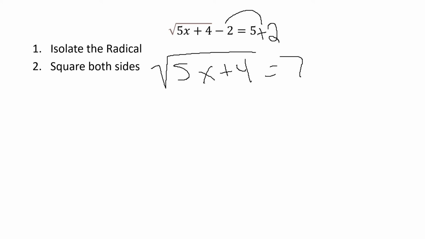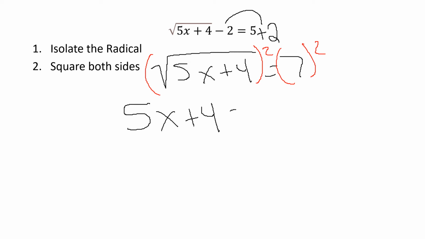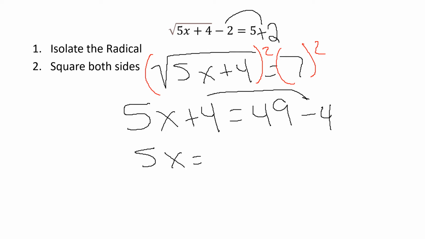Then I square both sides. Put it in parentheses if that helps you not lose your sign. So that's not a z, it's a 2. Squaring undoes a square root. So we're left with 5x plus 4. 7 squared is 49. Move my plus 4 over. When I move it, it becomes minus 4. 49 minus 4 is 45.